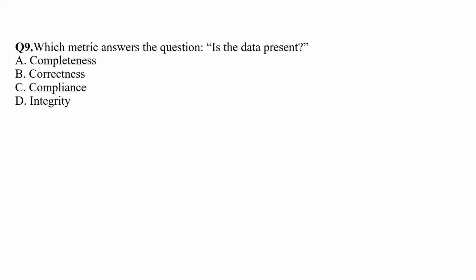Which metric answers the question? Is the data present? Option A, completeness. Option B, correctness. Option C, compliance. Option D, integrity. Is the data present means correct answer is completeness.